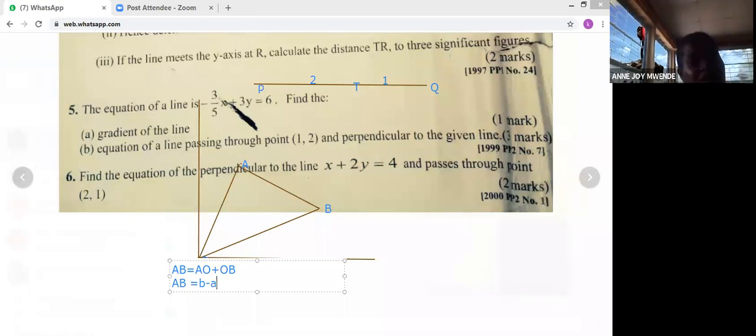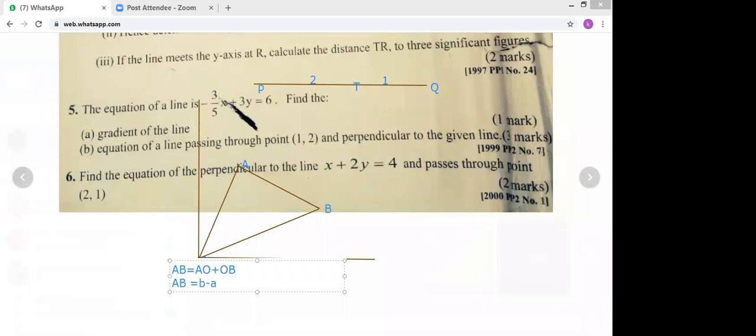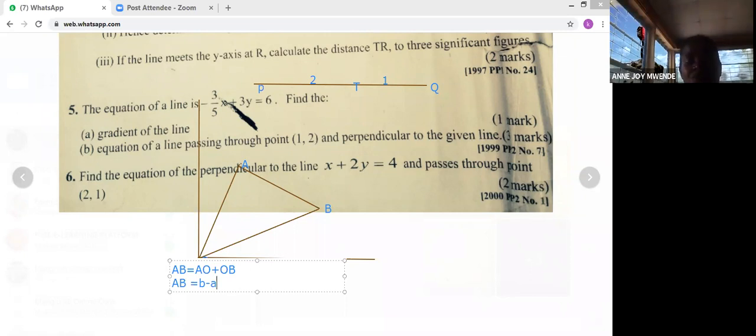That is why I'm telling you that if I have MB, I'm supposed to say the coordinate of B minus the coordinate of A. If I have PQ, I'm supposed to have the coordinate of Q minus the coordinate of P. If I have HW, I'm supposed to get the coordinate of W minus the coordinate of H. Is that clear now?